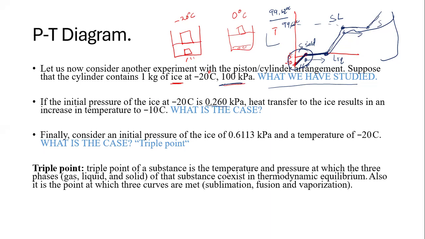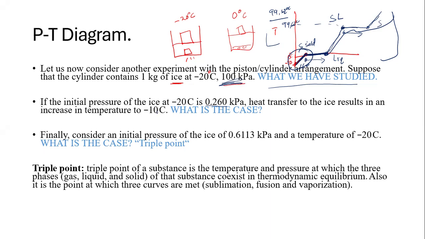Now you see, this is what is happening. At this point in time, when the temperature is negative 20 degrees, at this lower pressure, look at this pressure, it's very, very low compared to this pressure over here. This is 100, this is like 0.2. This is a very low pressure compared to this one. So at the lowest pressure, and then we transfer heat into the system, what is going to happen? The temperature will increase slightly to negative 10 degrees Celsius, right?